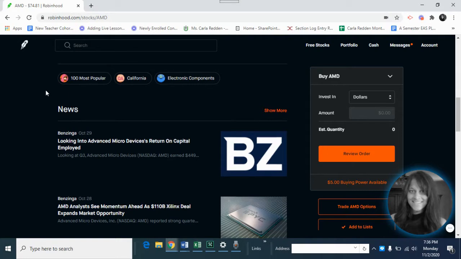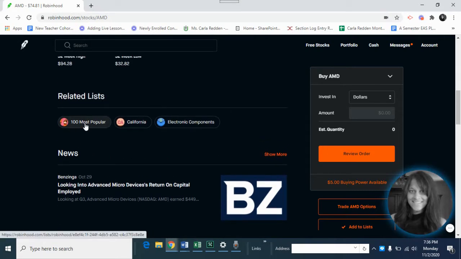And also if you want to look for other stocks that are related to AMD, they categorize that as well. Say, hey, go to electronic components, because that's what AMD specializes in. California, 100 most popular. So AMD is sorted into those lists.